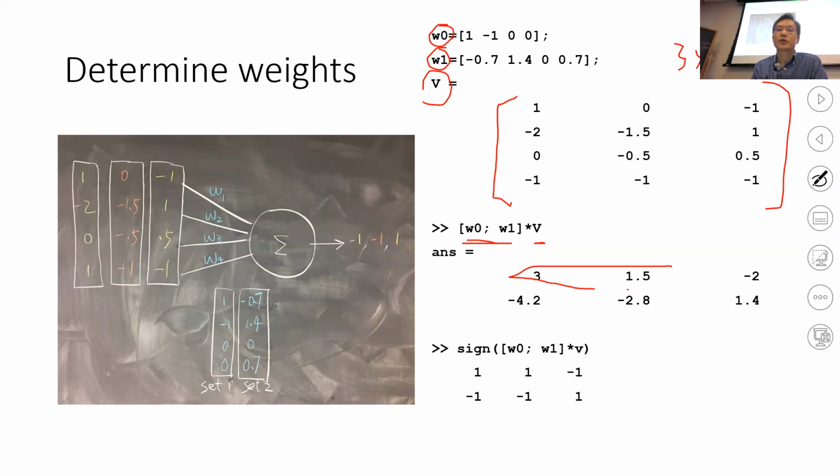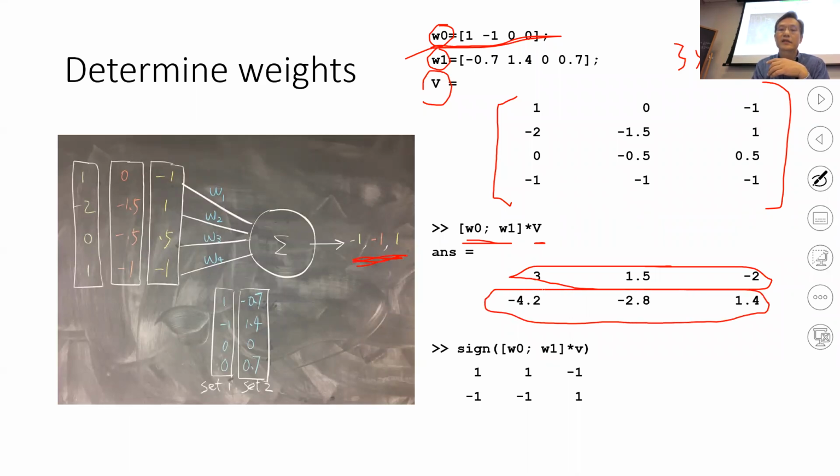The first row is the result I get using the first weight set, and the sign is +1, +1, -1, which is not what we expect to see. The second one has the sign -1, -1, 0. So in this case, W1 is the set of parameters that is good for these 3 training data points. Again, at the center it is just a dot product.